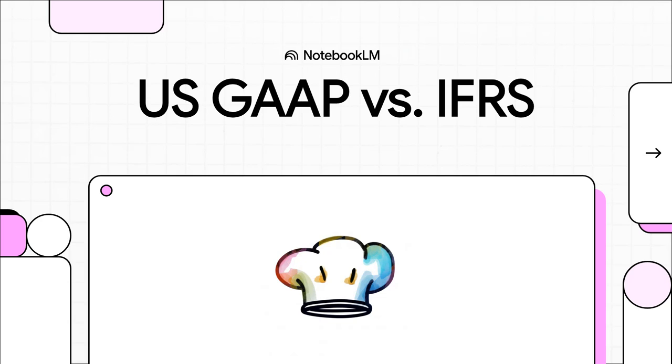Hey everyone, and welcome. Today we're going to decode the two major financial languages that companies all over the world speak, US GAAP and IFRS. If you really want to understand how global business works, you've got to know these. So let's jump right in.